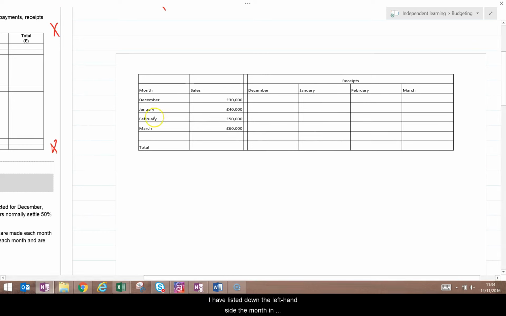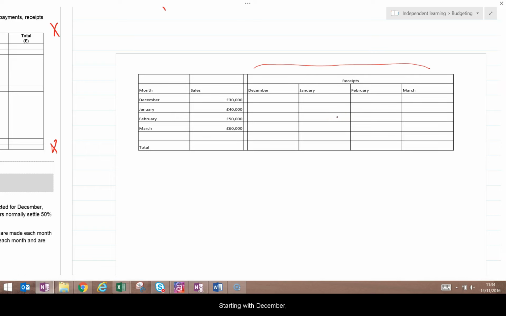So I have listed down the left hand side the month in which the sales are made. So the month December, sales £30,000, January 40, February 50 and March 60. Then I have these 4 columns here where I'm going to work out exactly when we receive the money from those sales.